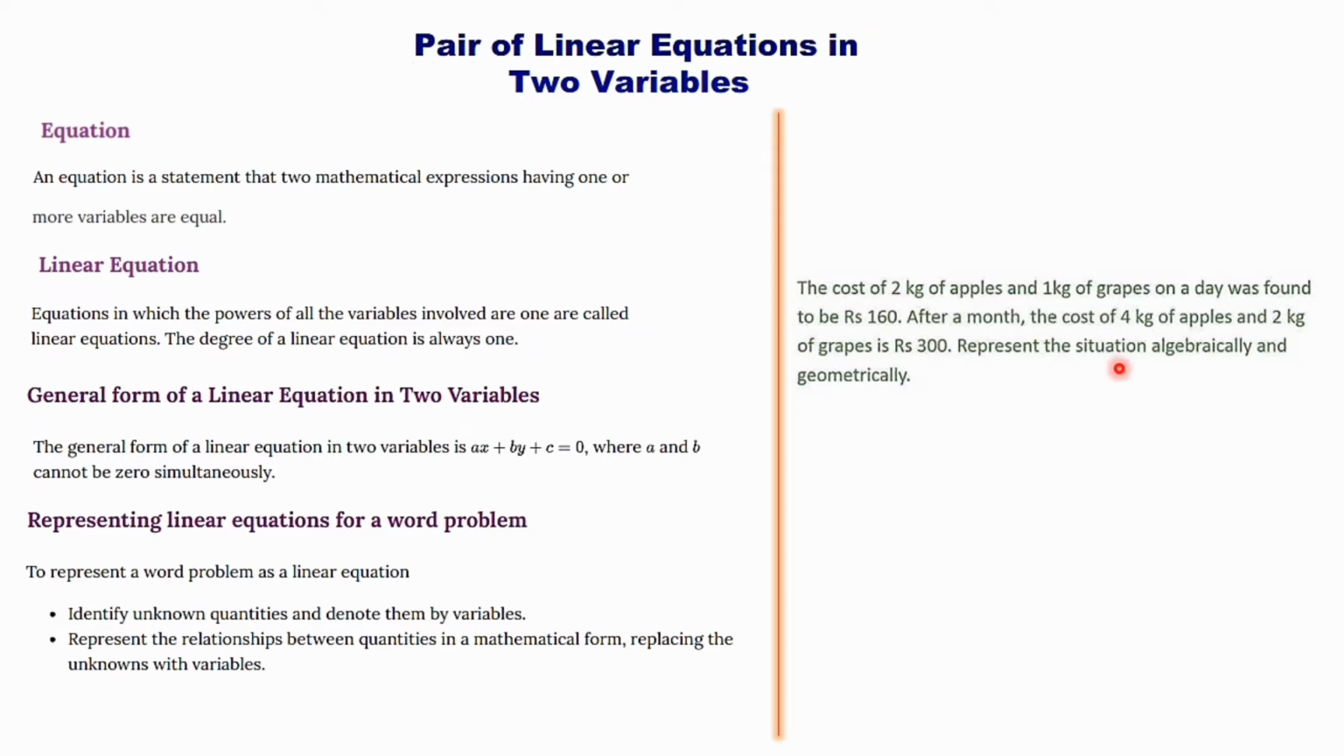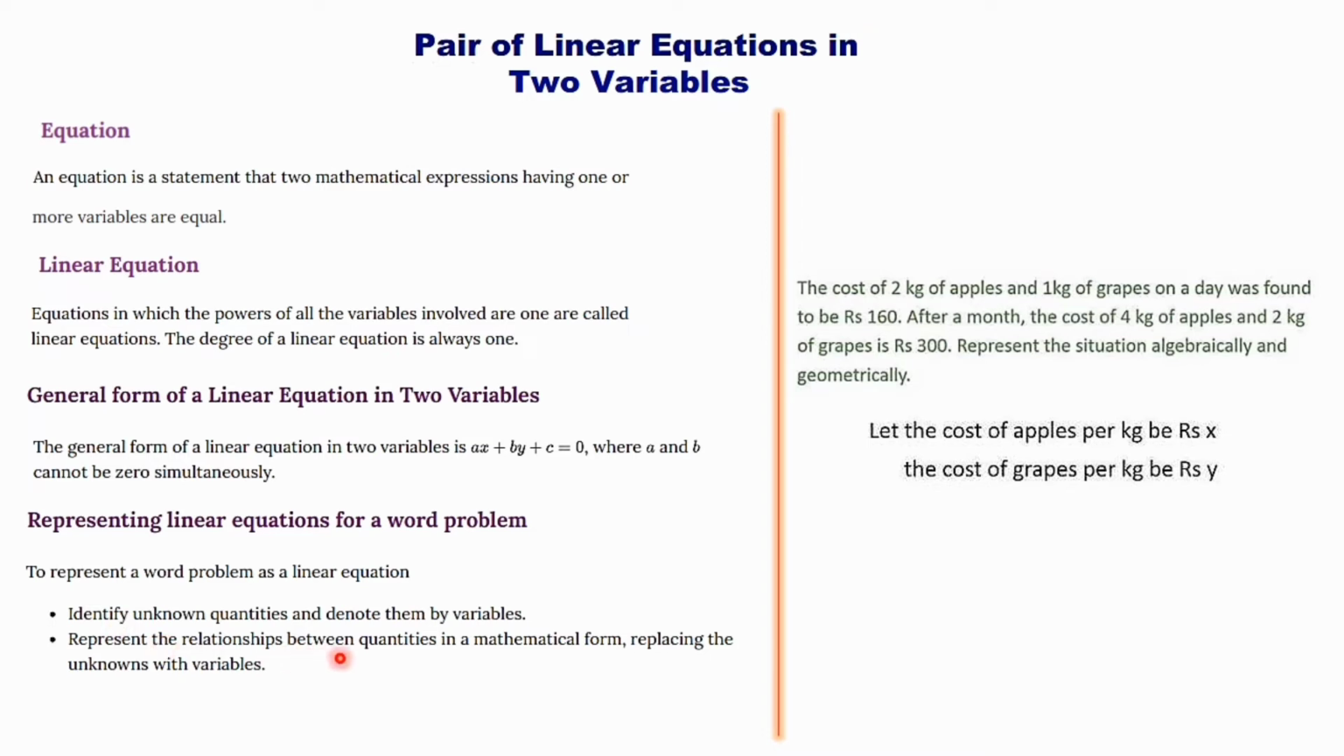Here we will do the algebraic representation. The geometric representation is a graph that we will discuss later on. Here the cost of 2 kg apples and 1 kg of grapes on a day was found to be rupees 160. After 1 month, the cost of 4 kg of apples and 2 kg of grapes is rupees 300. Here the costs are changing. Apples and grapes both are changing, so they are the variables. So let's assume the cost of apples per kg be rupees x and the cost of grapes per kg be rupees y. So we have assumed x and y. The first part is over.